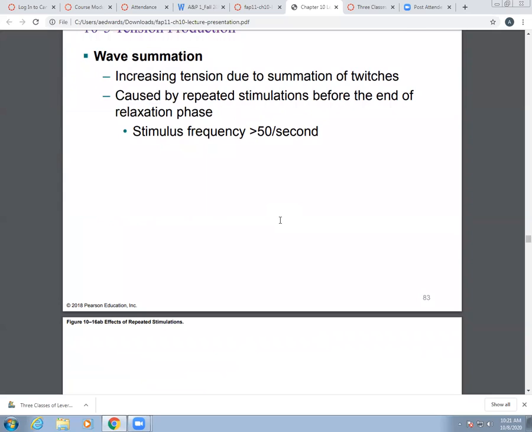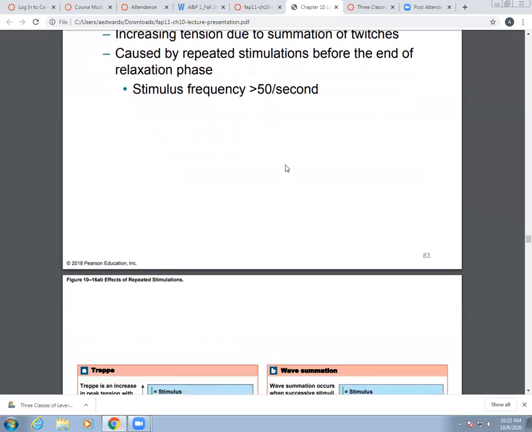All right, for wave summation, you increase the tension because the twitches are being summed. And you cause that by repeated stimulations before the end of that relaxation phase. You also have a stimulation frequency of less than 50 a second.